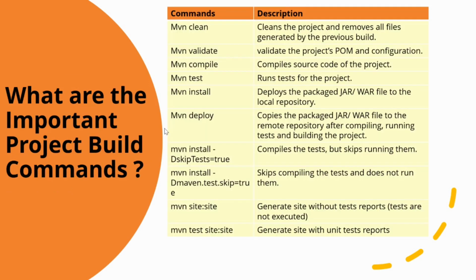Next question that is generally asked is, what are the important project build commands? So there are several build commands and let's go through them one by one. The first one is Maven clean, which cleans the project and removes all the files generated by the previous build. Next one is Maven validate, it validates the project's POM and configuration. Another one is Maven compile, which compiles the source code of the project. Then is Maven test that runs the test for the project.